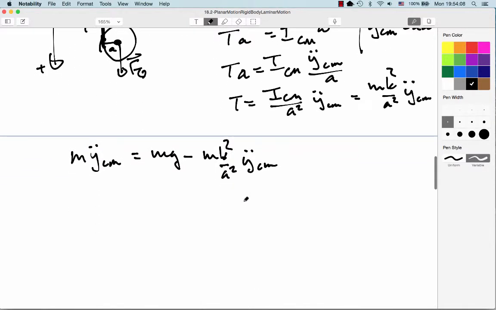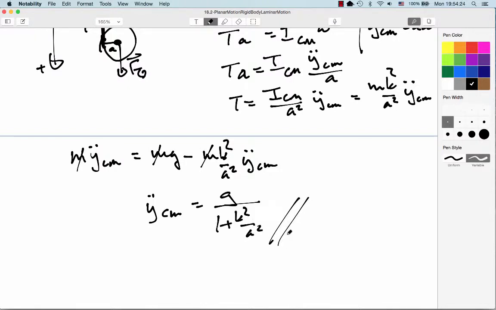And so we get, after we cancel our m's everywhere, that YCM double dot is equal to g over 1 plus k squared over A squared, which makes a lot of sense because this corresponds to an inclined plane that's been tilted at 90 degrees. So it's exactly what we expect. Alright, so I think we've beat the equations of motion to death as best we can.